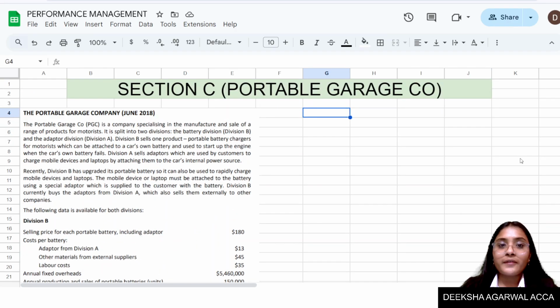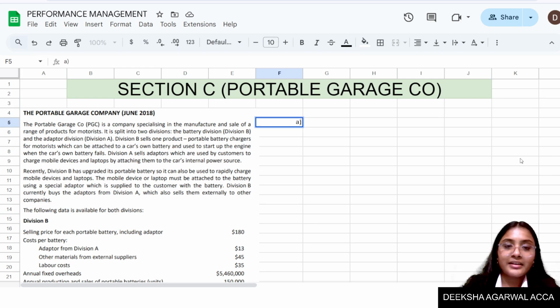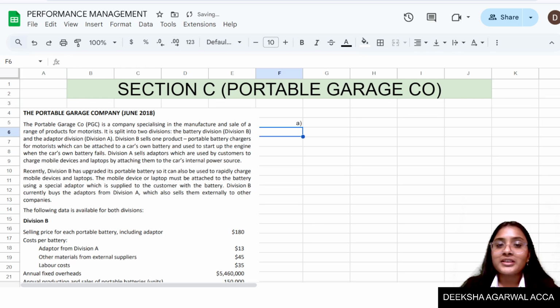Now let's look at how to do it. First of all, we will be doing part A, where they clearly ask me to prepare the profit statement for the current position. But we have to read the question as well. The Portable Garage Company specializes in the manufacturing and sale of a range of products for motorists. It is split into two divisions, the battery division, that is your division B, and the adapter division, that is your division A. Division B sells one product, portable battery chargers for motorists, which can be attached to a car's own battery and used to start up the engine when the car's own battery fails.